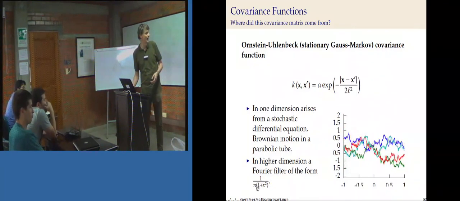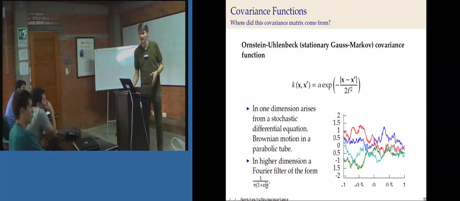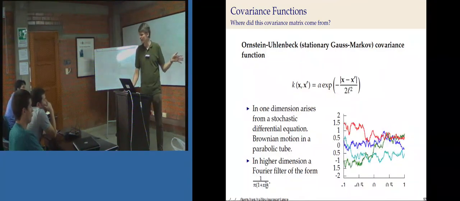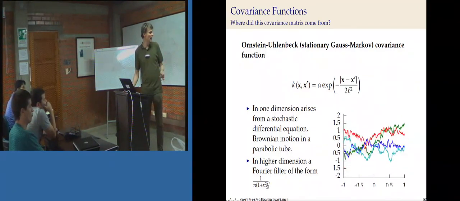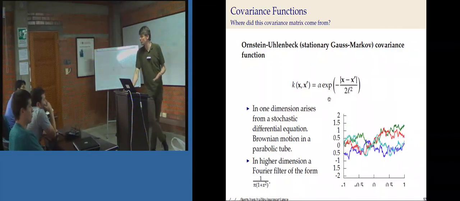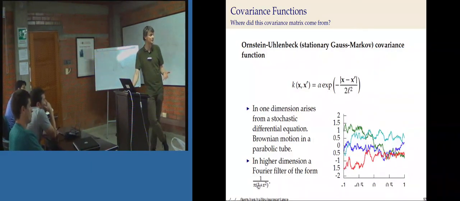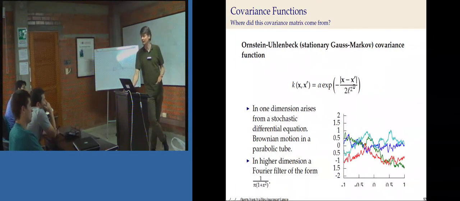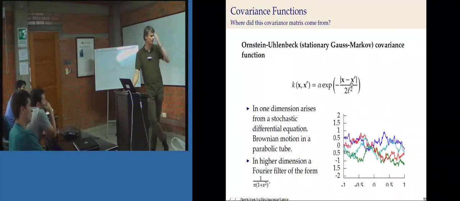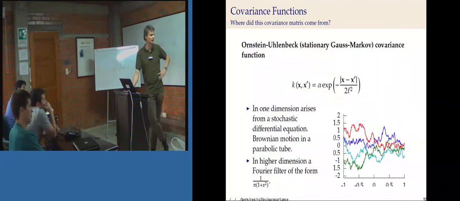1 over pi times 1 plus x squared. This is actually a Cauchy distribution, a very, very heavy-tailed distribution. And it's the Fourier transform of the exponential. So if you look up the Fourier transform of the exponential, you'll see it's that. And of course, therefore, the covariance is this. It's a function of x minus x prime. So these things are non-differentiable.